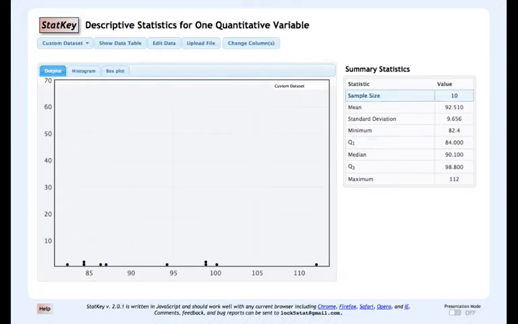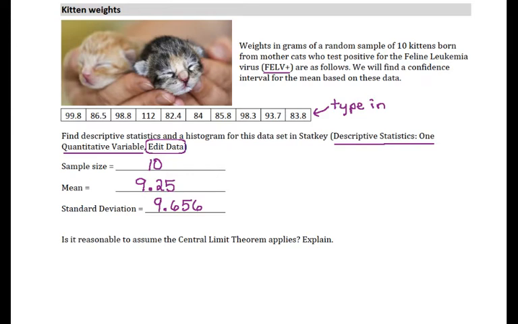So I get my summary statistics over here. I'm going to want these three. The sample size is 10, the mean is 92.5, and the standard deviation. I'll go ahead and take all three decimal places of the standard deviation. So that I've written down my summary statistics.